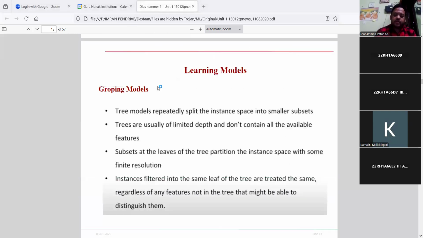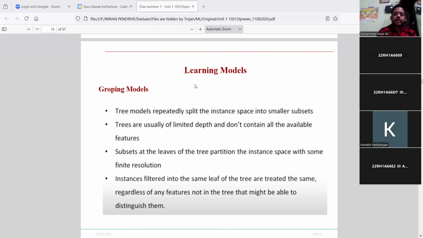Tree models. Tree models repeatedly split the instance space into smaller subsets, subparts you can say. Trees are usually of limited depth and don't contain all the available features, only whichever are important features, those will be considered. And next one we have subsets of the tree.